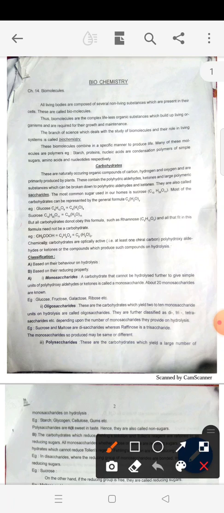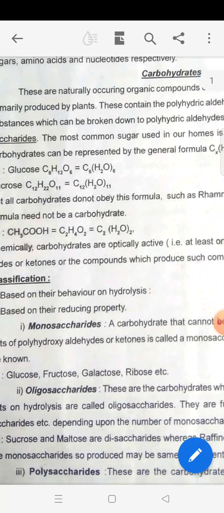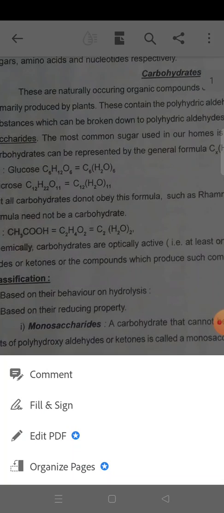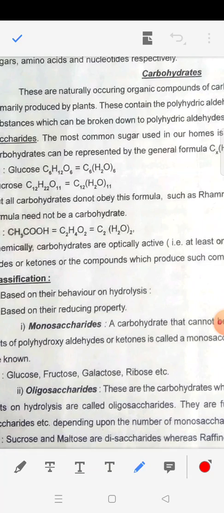Most of the carbohydrates can be represented by the general formula CxH2Oy, where x and y may be the same or may be different. You can see the example of glucose. In the example of glucose, what we notice here, you can see glucose has the formula C6H12O6, which can be written as C6(H2O)6. Sucrose is C12H22O11, which can be written as C12(H2O)11.